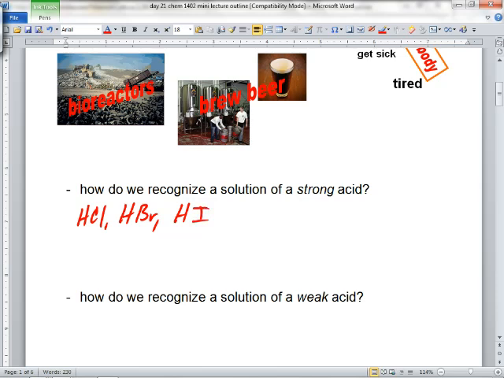And what were the other 3? Oh, and you guys know the names. Sulfuric. Nitric had what formula? Nitric was HNO3. That's the dangerous one because it doesn't burn right away. And the last one, strongest, perchloric, HClO4. How do we recognize these weak acid solutions, Shelby?